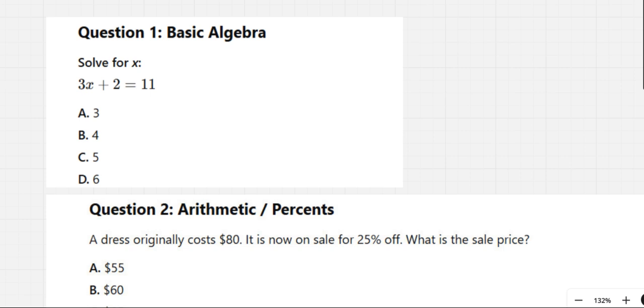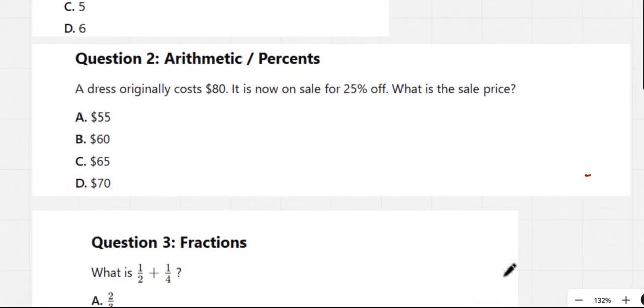Questions that have been there from the previous years. Look at the first question, it's the basic algebra. We need to find the x. Here 3x plus 2 is 11. Subtract 2 on both sides, you get 3x equals 9, therefore x equals 3. You got A as the solution.